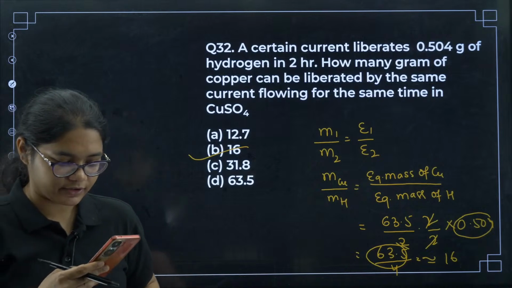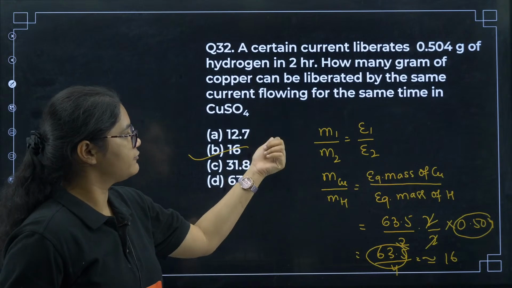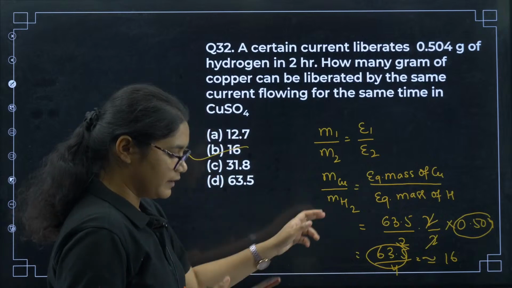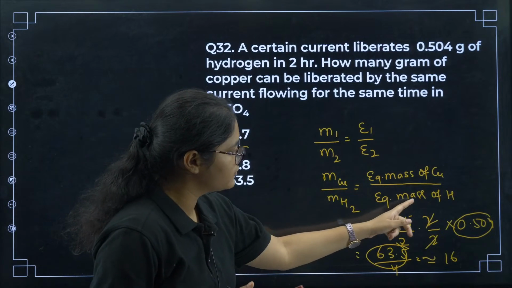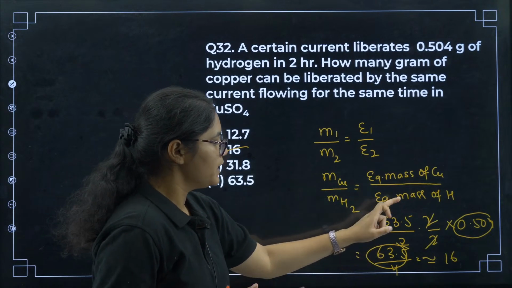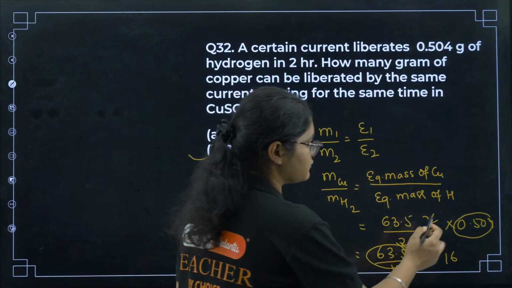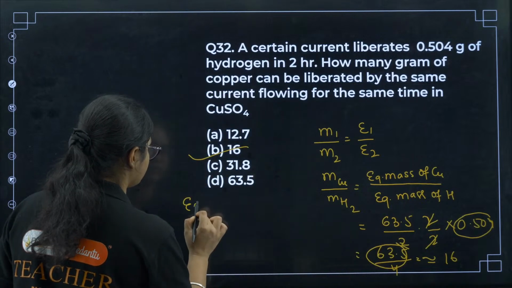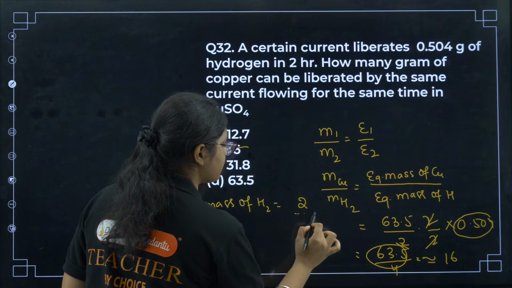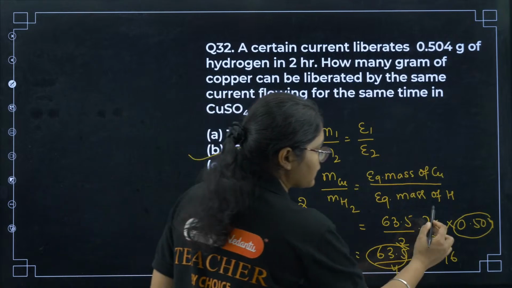Just understand, we have M1 by M2 equal to E1 by E2. M1 is the mass of copper that we have to calculate, and MH is the mass of hydrogen. Next, equivalent mass of copper by equivalent mass of hydrogen. Equivalent mass of copper will be 63.5 divided by 2. Equivalent mass of hydrogen will be 2 by 2, so it is 1. Equivalent mass of hydrogen is molar mass divided by number of electrons used, 2, so it is equal to 1.